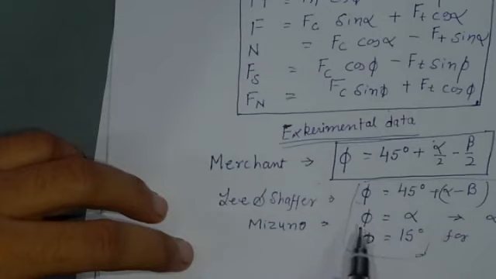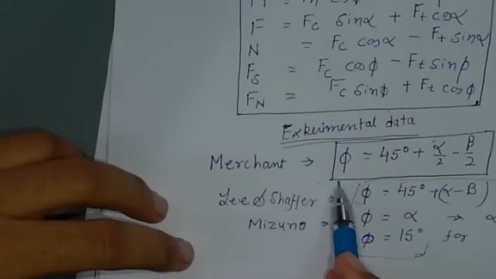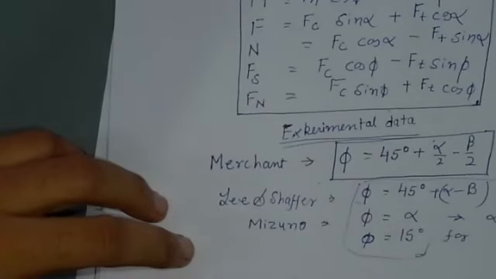So if the friction increases, the chips will be thicker. Decreasing alpha and increasing beta tends to present greater resistance to the chips as they move up the rake face of the tool, thus making the chip thicker, indicating lower shear angle. So these are all about the forces and angles which appear in the machining operation.